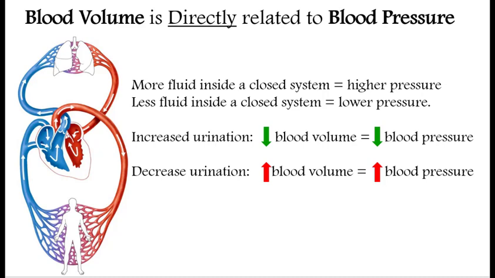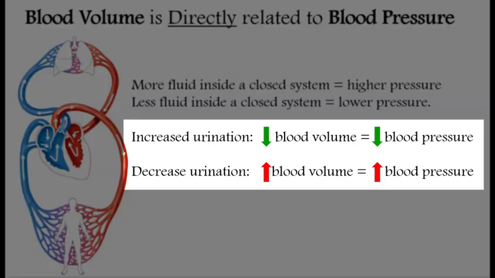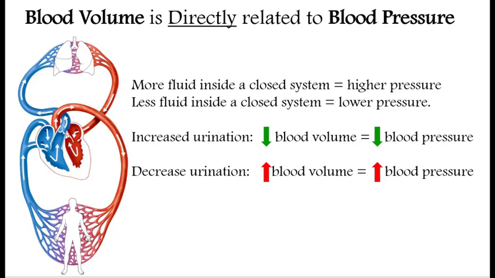To increase or decrease the volume of the blood, the kidneys can increase or decrease the amount of urine produced. As an example, if you drank a bunch of water, your digestive system would absorb it into your blood. That would increase your blood volume and therefore your blood pressure. The kidneys could increase your urine output to decrease that blood volume and therefore decrease your blood pressure.